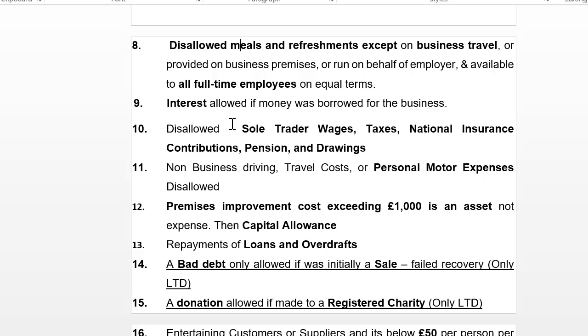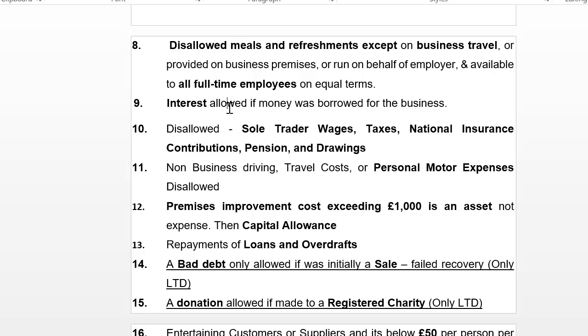Now, meals and refreshments are disallowed except if they are on business travel or they are provided on business premises or they are provided by an outside supplier on behalf of the employer and they are available to all full-time employees on equal terms. If there is something special for particular employees, then it's not allowed. So the allowed meals and refreshments should be for all and within business premises normally.